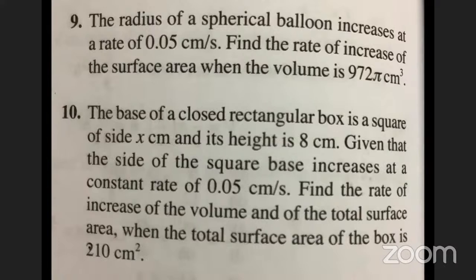Take your time with number 9. Let me just give you the correct formula this time. The area of a spherical balloon is 4 pi r squared, and the volume is 4/3 pi r cubed. Okay? 4 pi r squared for area, and 4/3 pi r cubed for volume.